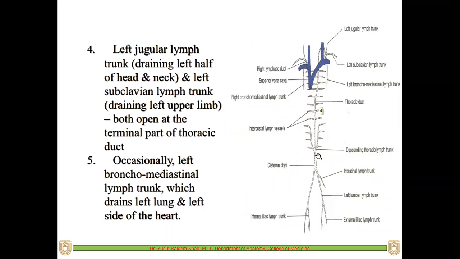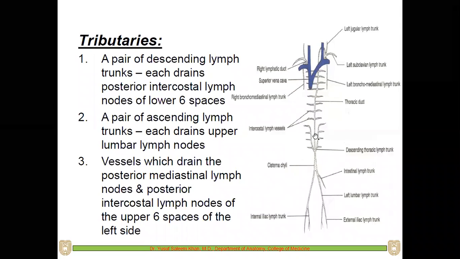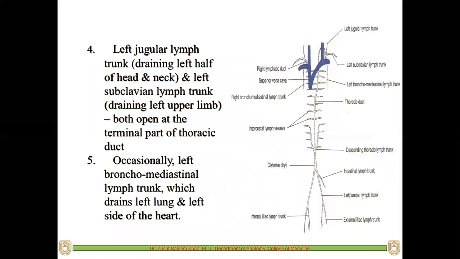So all these are the tributaries. These are the 5 tributaries which are draining into the thoracic duct. They are called tributaries, just like in the case of veins. Veins also drain, so they are called tributaries. Here also, all these lymphatic vessels are draining into the thoracic duct. That's why these are called tributaries, not branches. In the case of arteries, they are branches because they will be dividing.